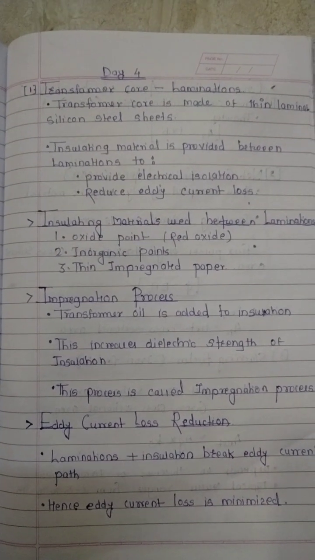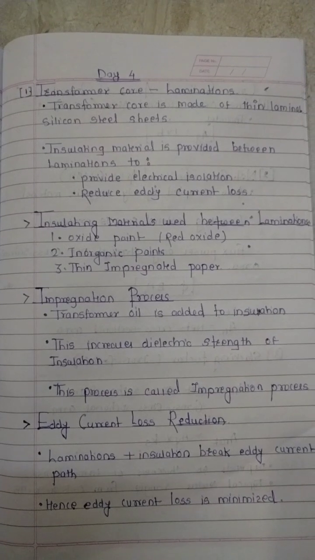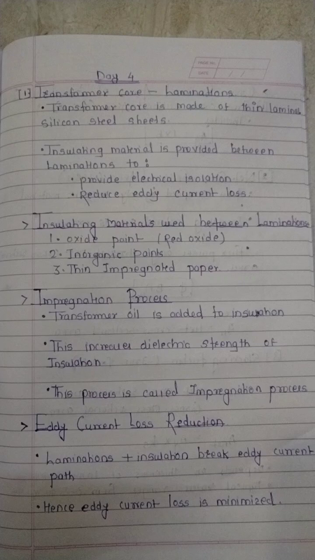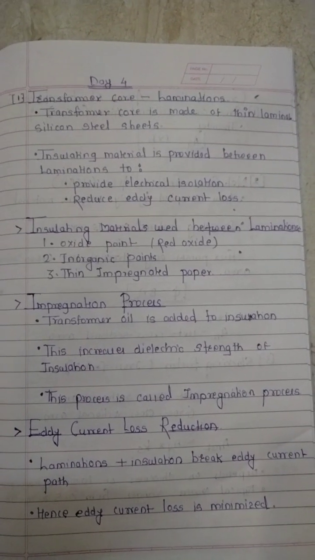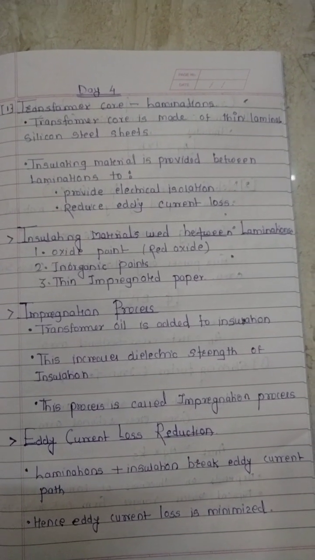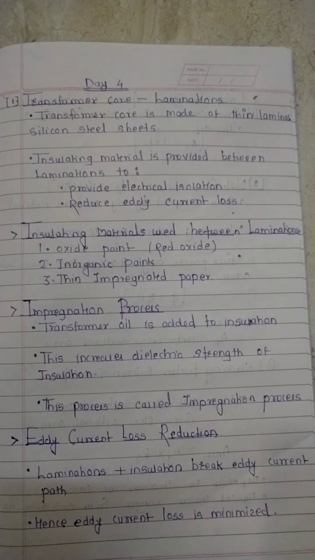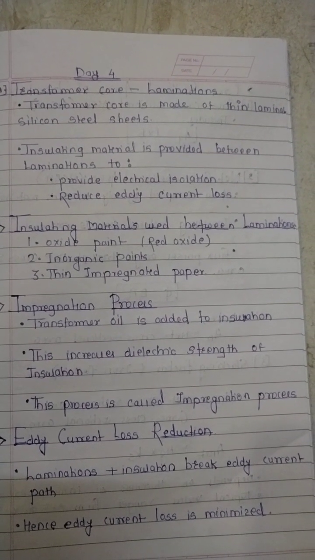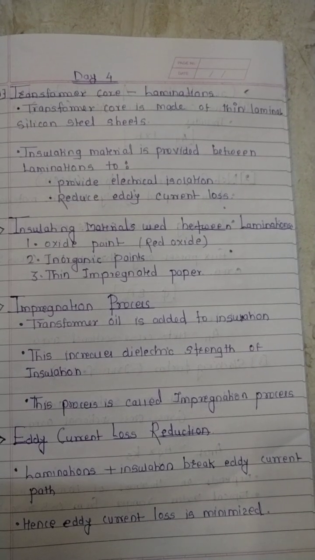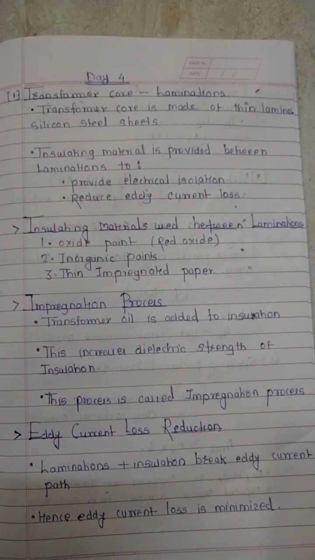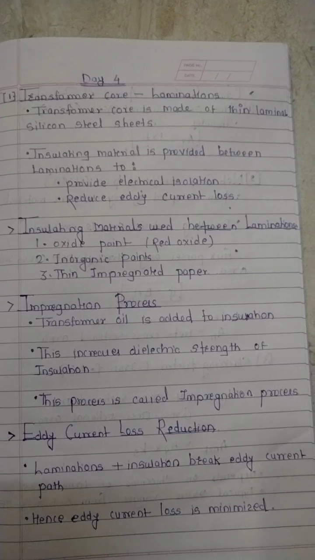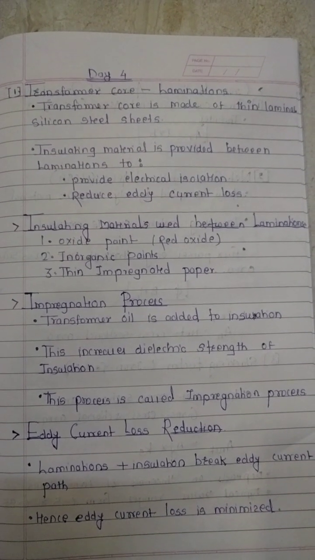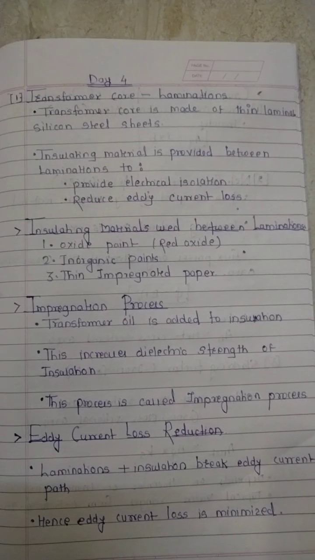Hello everyone, today is day 4 of Transformer, and we know that the Transformer core is made up of laminations. The Transformer core is made up of thin laminations, silicon steel sheets. Insulating material is provided between laminations to provide electrical isolation and to reduce the eddy current loss. The insulating material used between laminations is oxide paints, which is red oxide, inorganic paints, and thin impregnated paper.